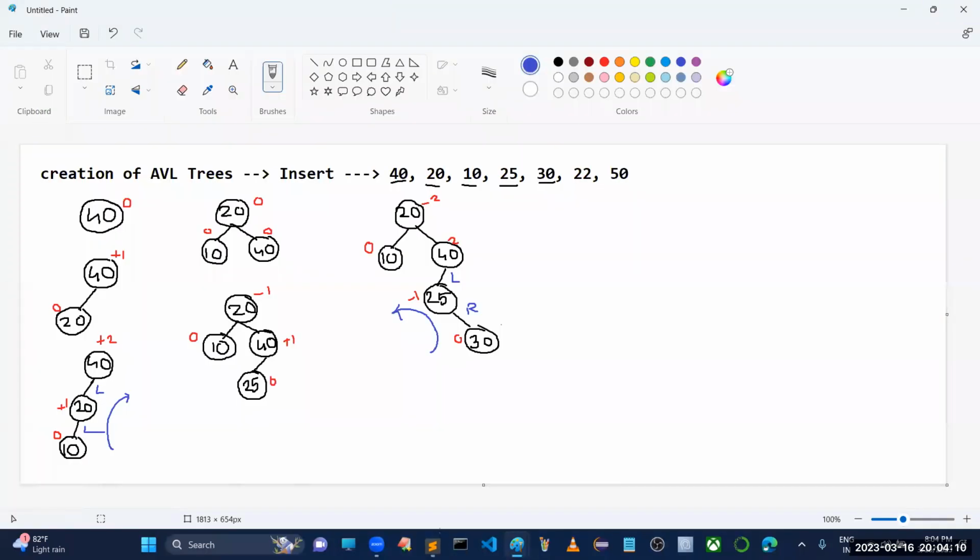If you do left rotation, 20 is the root node. 10 is the left subtree, there is no disturbance up to this. Now among these three we are taking, 30 will become the root node. Then 25 is the left subtree, and 40 is the right subtree. Like this we are getting.